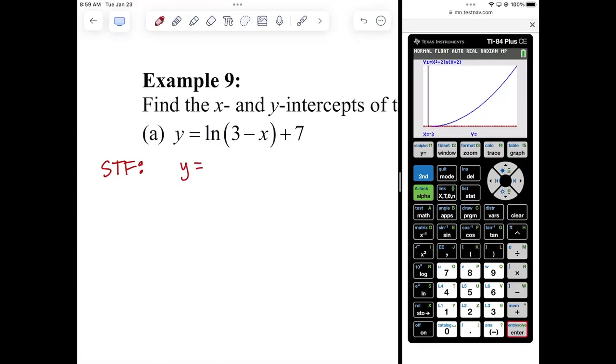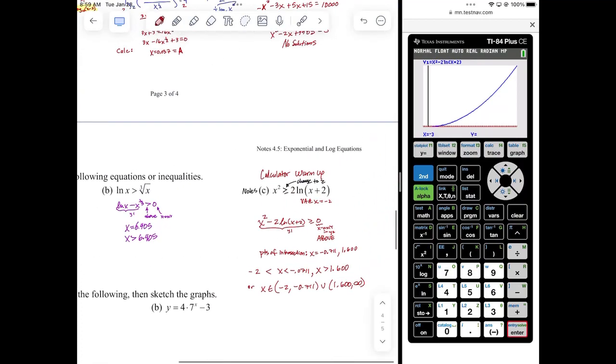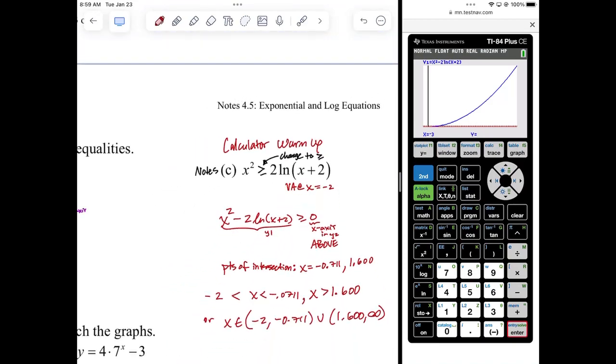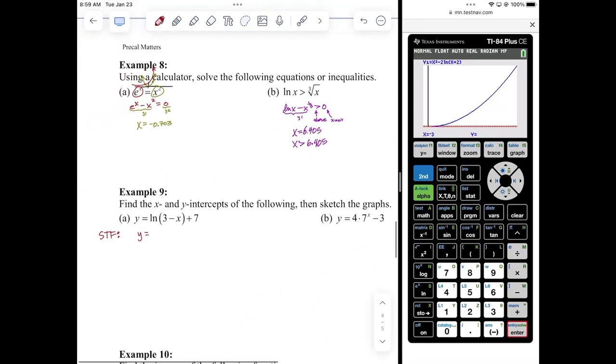Oh, no. Oh, I did example C, but I changed it to greater than. So I did that from the notes. Okay, yeah. It's a more interesting problem when it's greater than.